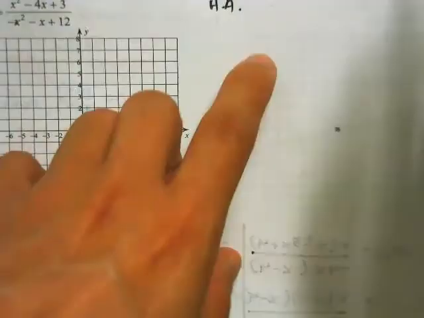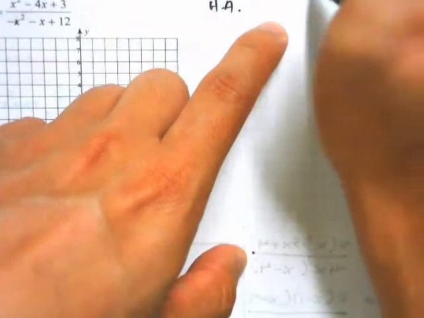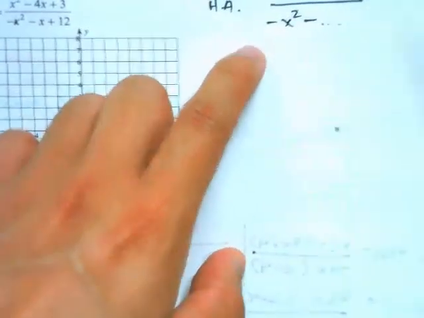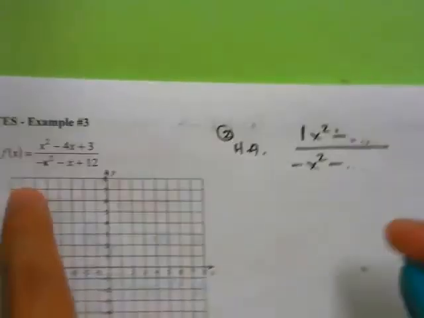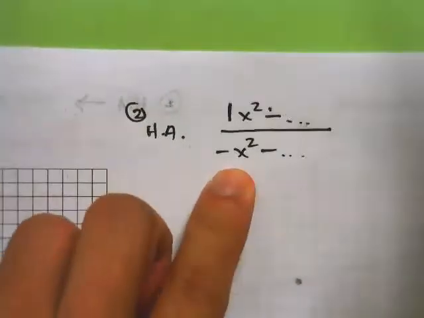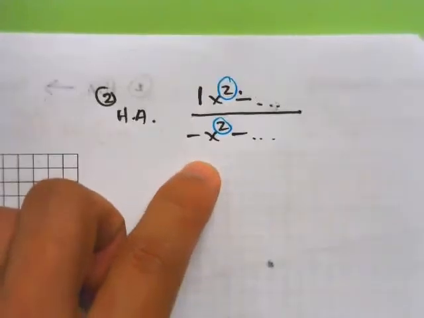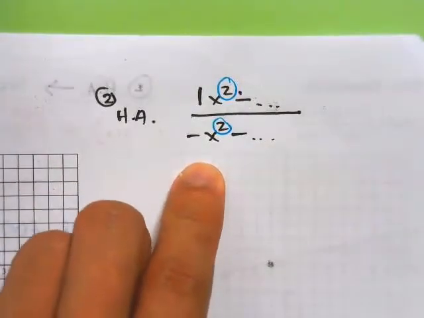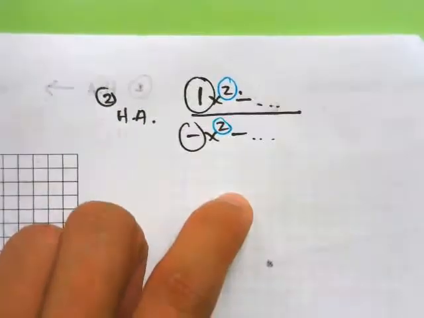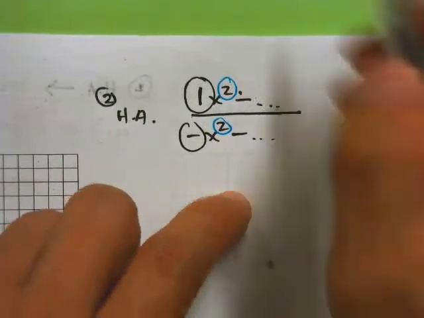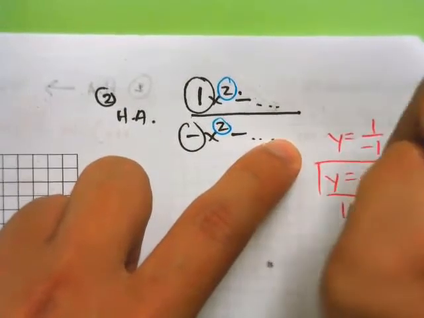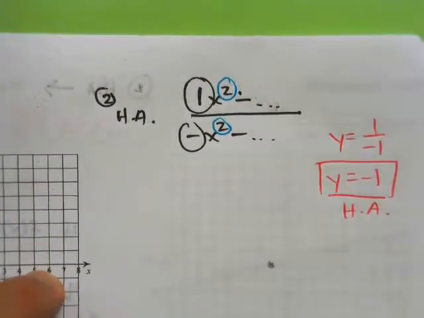Okay, let's take a look at the, I'm just going to rewrite the equation. So from this equation, I only took the fronts because they were of the highest exponents. And we have matching the same, they're equal. The highest exponents on numerator and denominator are equal to each other. And so we're just going to grab the coefficients. And so if we grab the coefficients, y is equal to 1 over -1, or y is equal to -1. And this is going to be our horizontal asymptote.